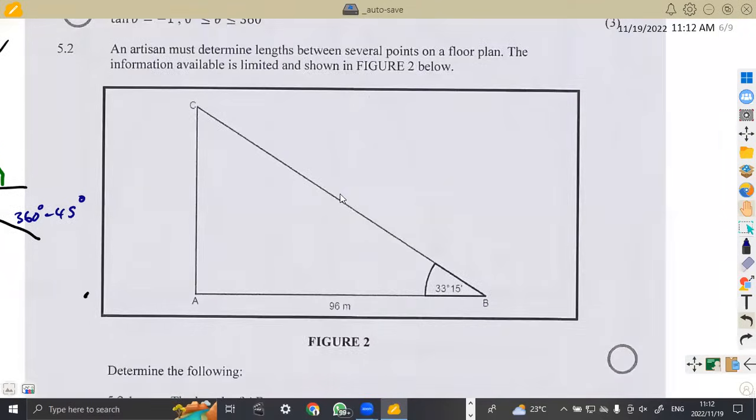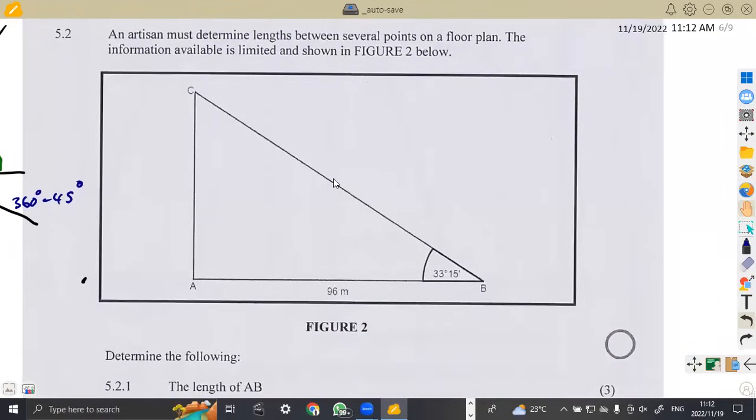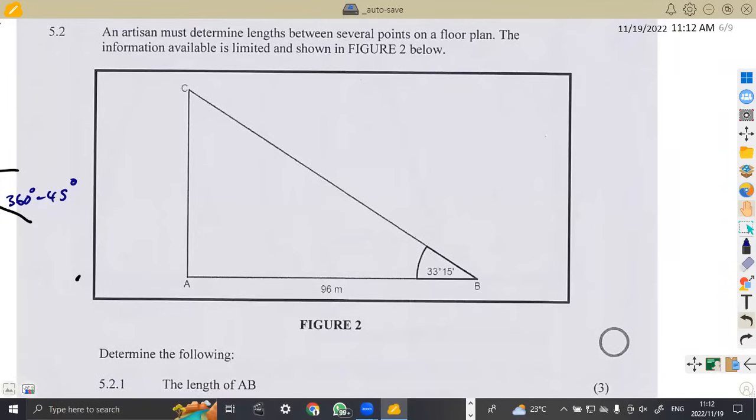Question 5, an artisan must determine the lengths between several points of a floor plan. The information available is limited as shown in this diagram. So that was the information that we're given. You're given an angle of 33 degrees, 15 minutes. Depending on your calculator, you can use it in degrees and minutes, or have it in another way. Most of us use Casio, so we are going to have degrees and minutes.